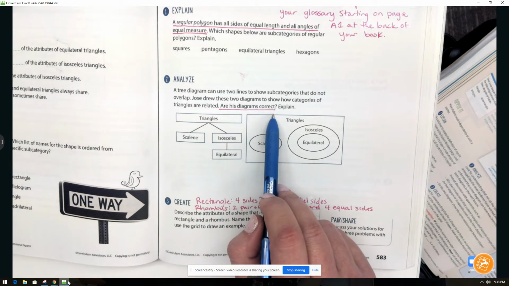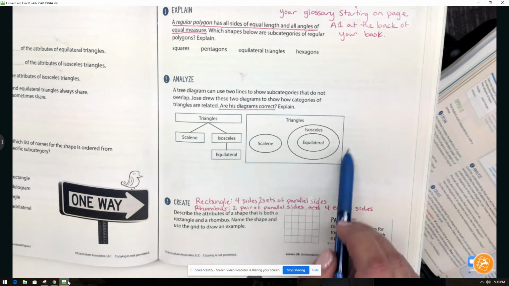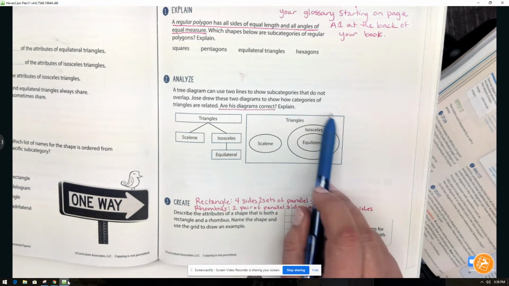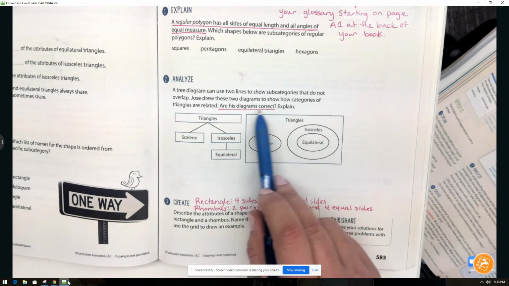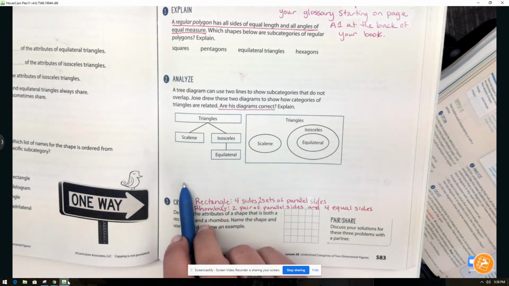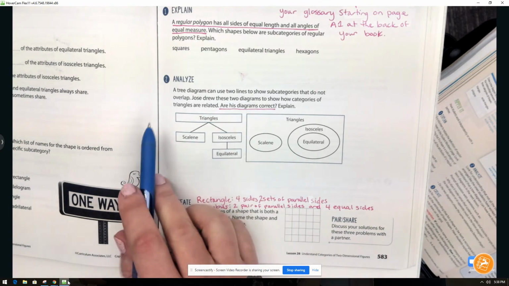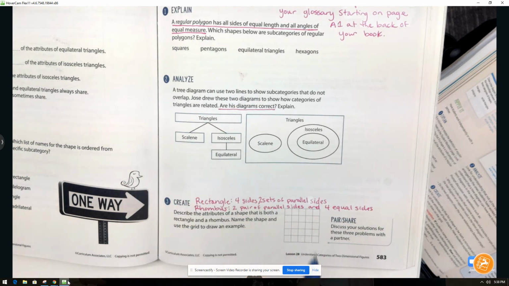Are his diagrams correct? So I already told you in a way that this one is correct. Is this one also correct? Do you have the most general shape on the outside and then the most specific shapes on the inside? And do they overlap or are they separate? So do both of these show similar information?